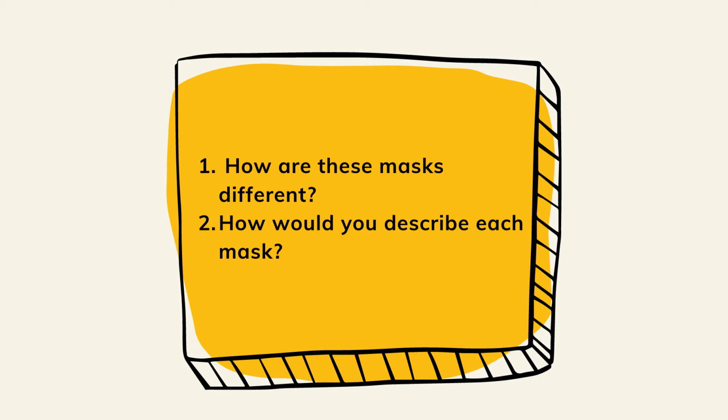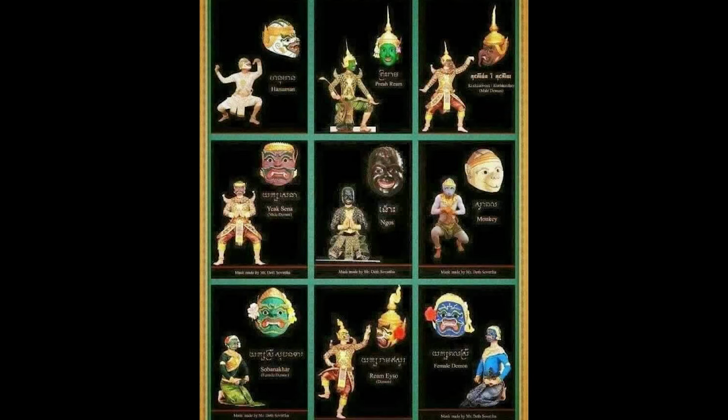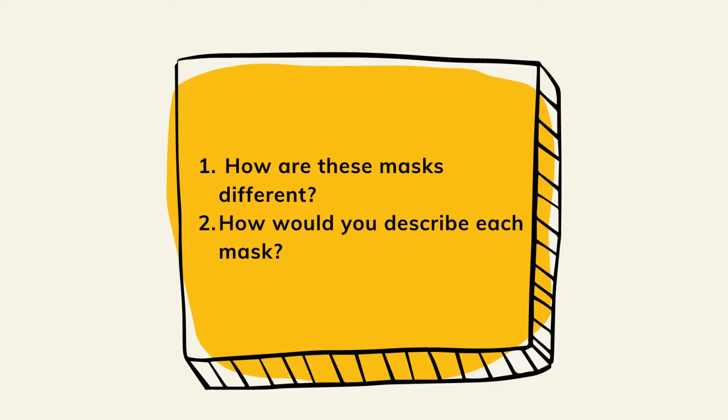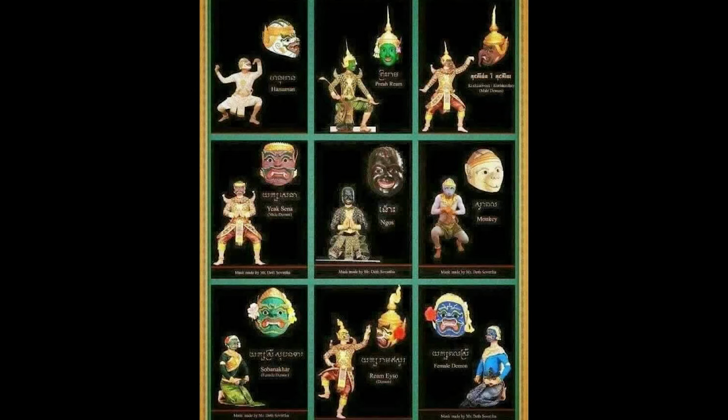And now two questions to think about while you look at these masks are: one, how are they different? You can see how there's some female characters in here as well. There's swa, there's yet in here, and the designs are very different from each mask. And then two, how would you describe each mask? For example, what kind of facial expressions do you see on each mask? What kind of colors are used?